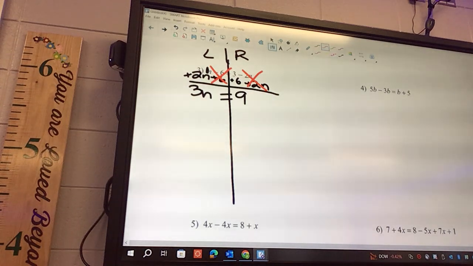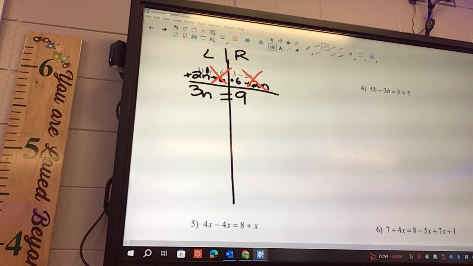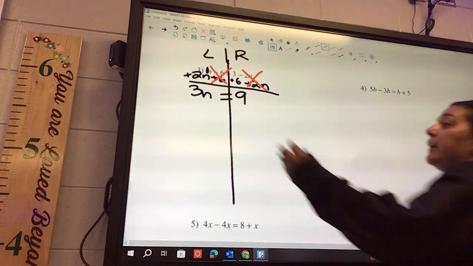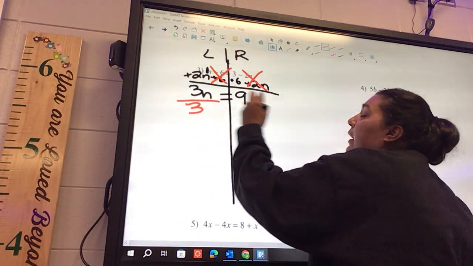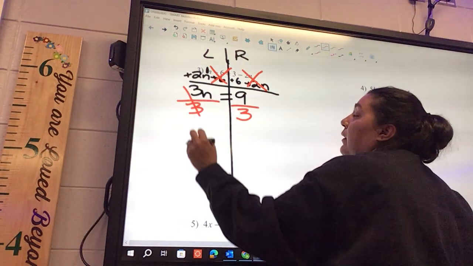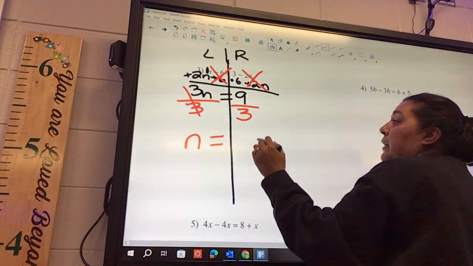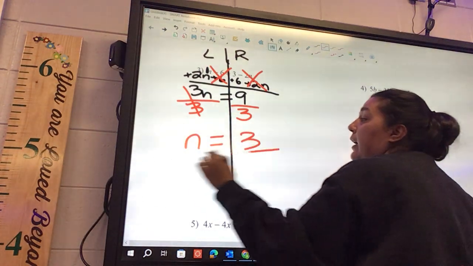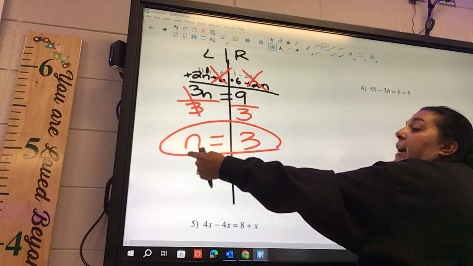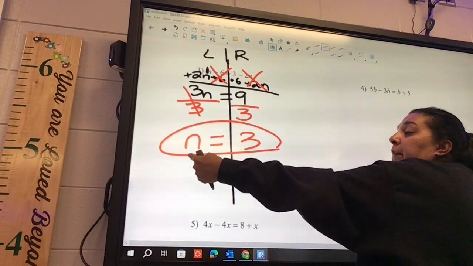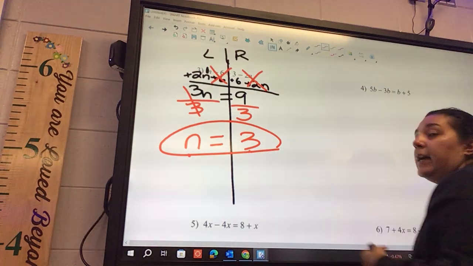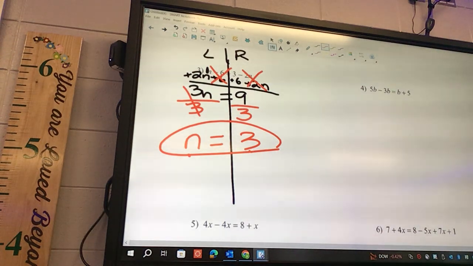Now look at the problem we have. We have 3N equals 9. What needs to be done now? We're going to divide. It says 3 times N, so we're going to divide by 3. 9 divided by 3 is 3. Again, look at it. My letter is on the left side. Where is my number? On the right side. Again, this is how it should look.